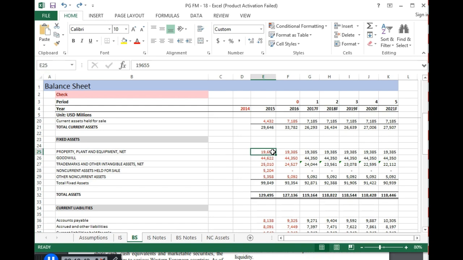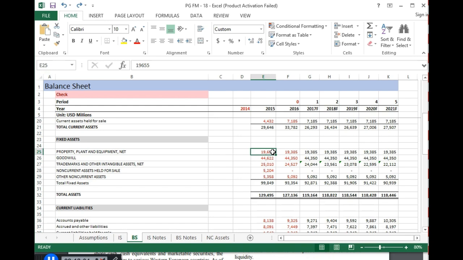So there are three basic forecasts which need to be made: income statement forecast, balance sheet forecast, and cash flow forecast. Income statement is done. In the balance sheet, certain items would be left, like for example, the cash number would be left until and unless we have made the cash flow statement. Once we have made the cash flow statement, then the balance sheet should balance.